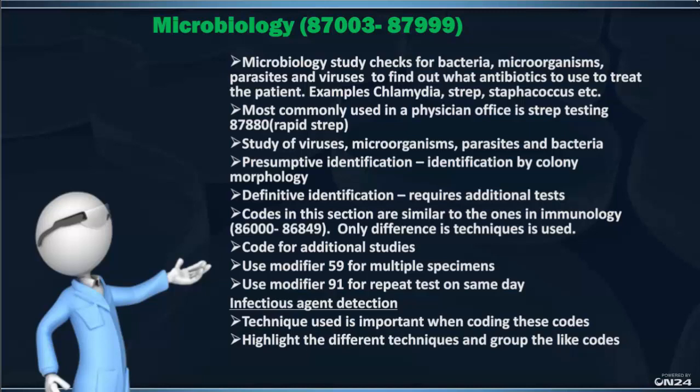Codes in this section are similar to the ones that are in the immunology section, codes 86000 to 86849. The only differences between these codes and those codes is the techniques that are being used. You need a code for additional studies. You may need to use modifier 59 if multiple specimens are taken. You will need to use modifier 91 if the same test is done in the same day, if necessary.